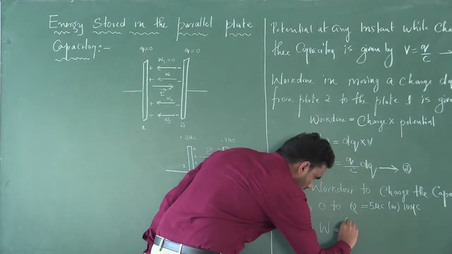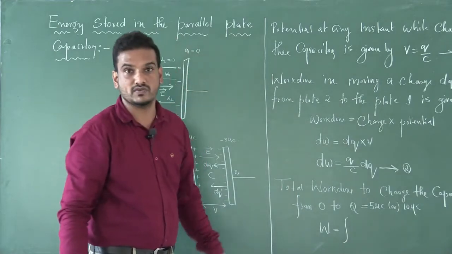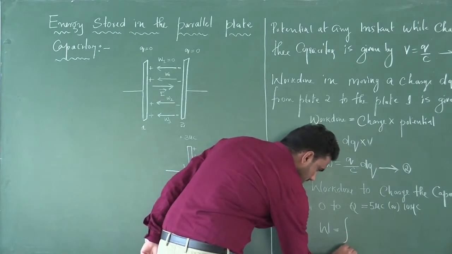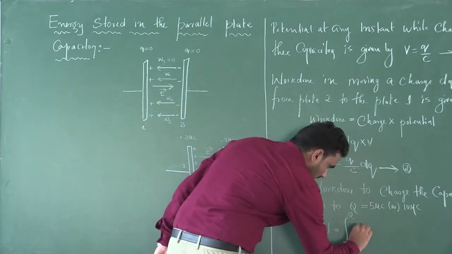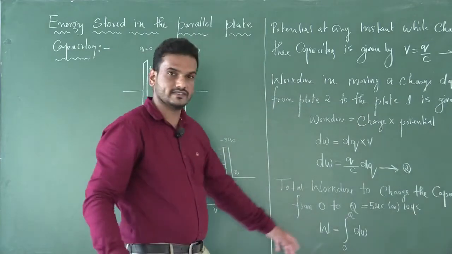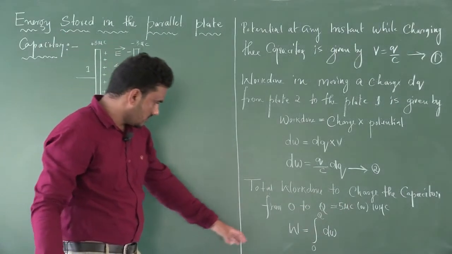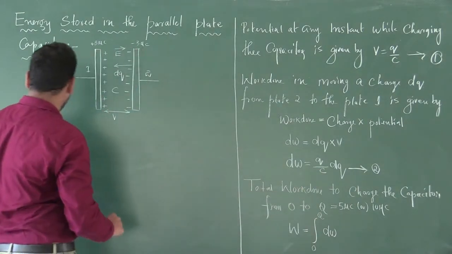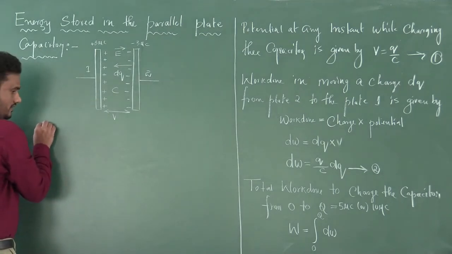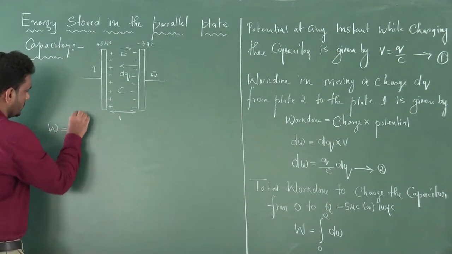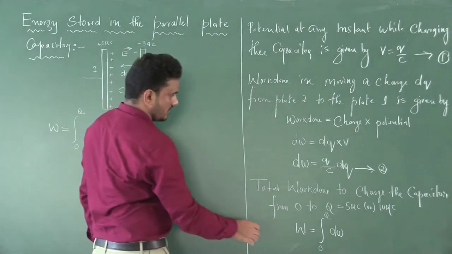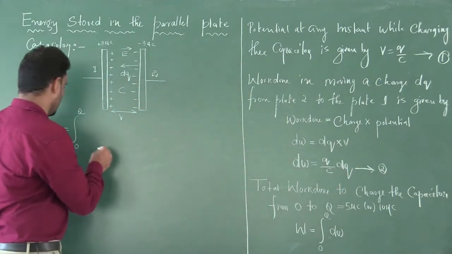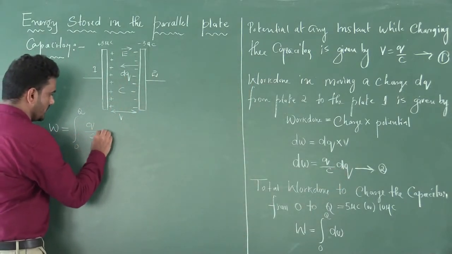So W is equal to, by using integration, we can calculate the total work done, from 0 to Q. Already we calculated the small amount of work done, that is dW. W is equal to the integration from 0 to Q of dW. What is dW? Q by C into dQ.